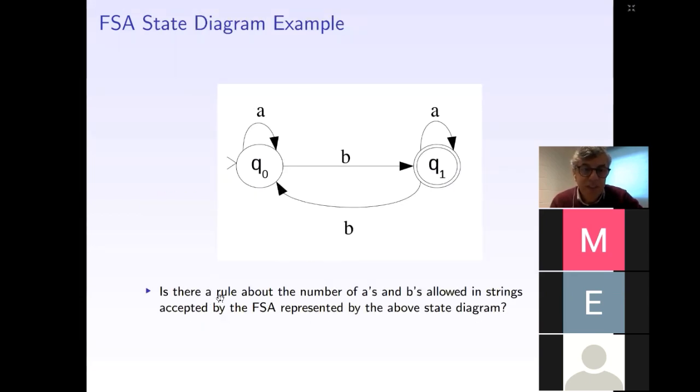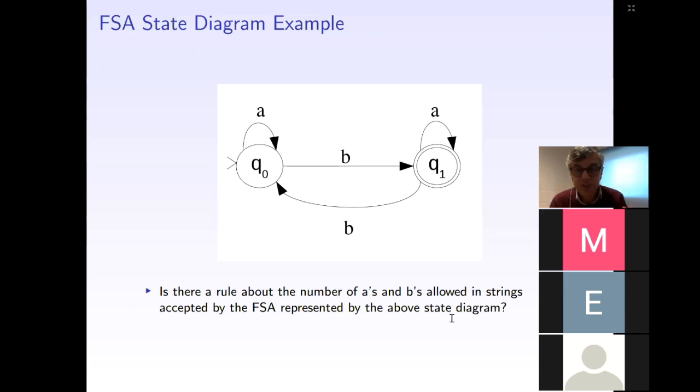Okay, so is there a rule about the number of A's and B's allowed in a string? So see, we can have the rules and visualize the machine, create the machine. We can do the other way around also. We can have a machine and see if we can generate the rules. That should be okay too. Is there a rule about the number of A's and B's allowed in a string accepted by the FSA represented by the above state diagram?